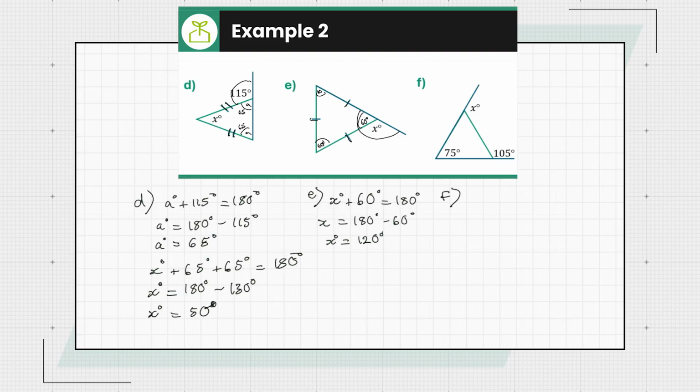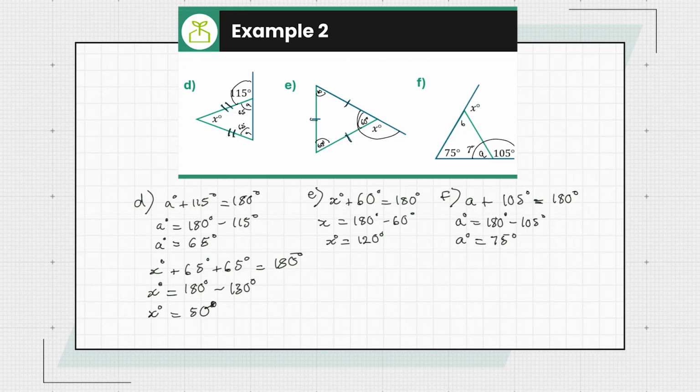Alright, if we look at F, we have to put in our own pronumerals and solve for them in order to solve for x. So let's get started. Let's make this A, and then once we've solved for A, we can solve for B. So because these are both on a straight line, we know A plus 105 degrees is equal to 180 degrees. So A is equal to 180 minus 105 degrees. That means A degrees is equal to 75 degrees.